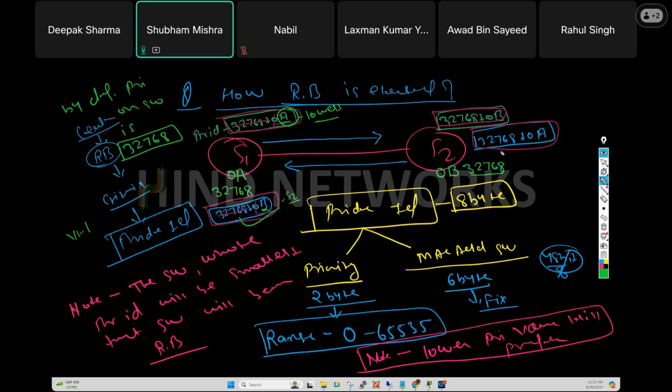Now come on, switch number 2. Switch number 2 also matches. This is a tie, 0, 0. Now the second one is B and A. What is lowest? A is lowest. Now switch number 2 also understands: my bridge ID is 32768 plus 0B, and the bridge ID which I got from switch number 1 is 32768 plus 0A, and this is lowest. It means I am not the root bridge. Who will become the root bridge? Switch 1 will become the root bridge, and this switch will become the non-root bridge.